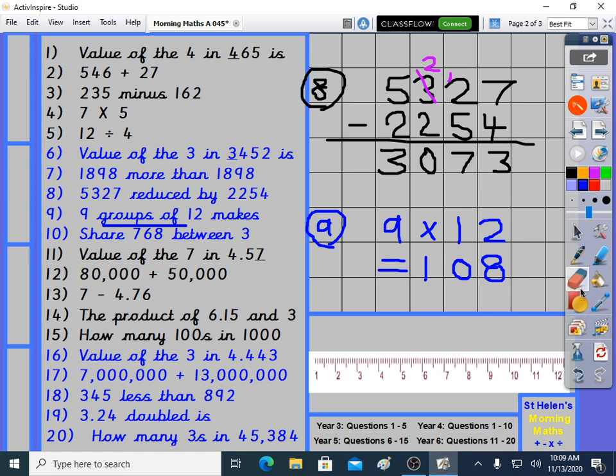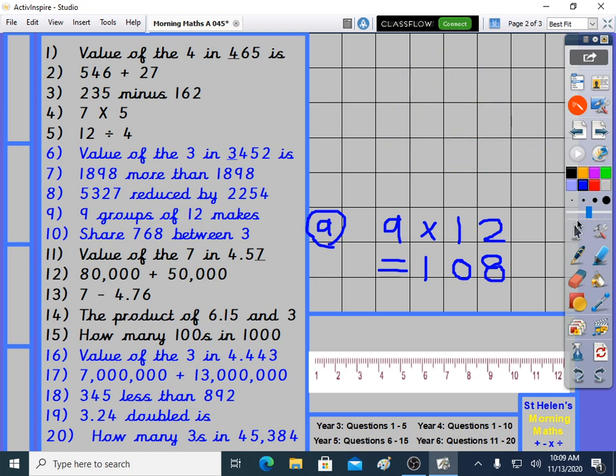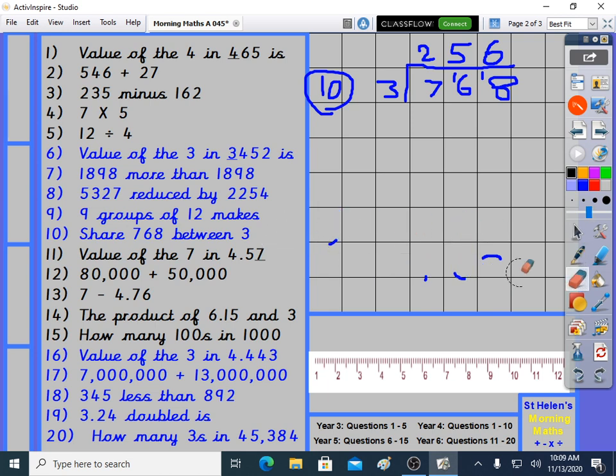And question 10 will be next. And it's share, as always, it's divide. We'll use the bus stop to share 768 between 3. This will work without a remainder. 3 into 7 is 2, remainder 1. How many 3s in 16? 3, 6, 9, 12 and 15 is 5, remainder 1. How many 3s in 18? 3, 6, 9, 12 and 15, 18 is 6. And next is question 11.